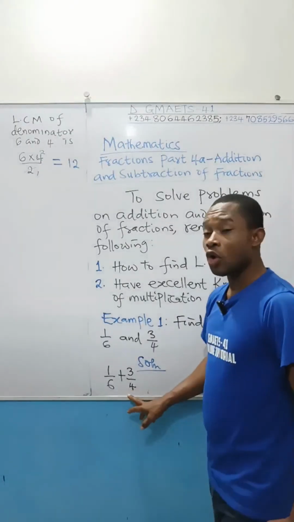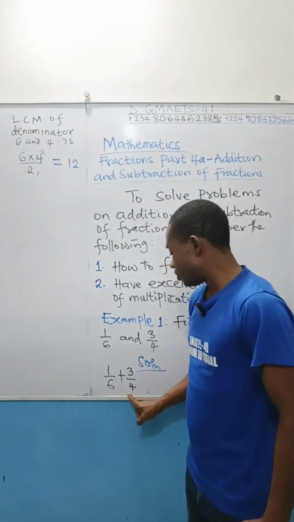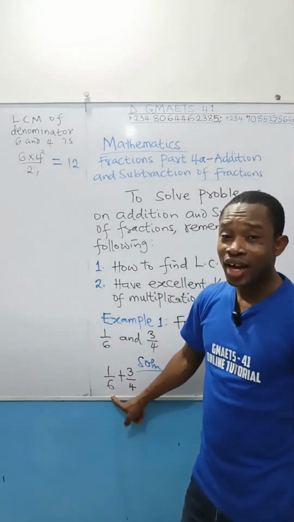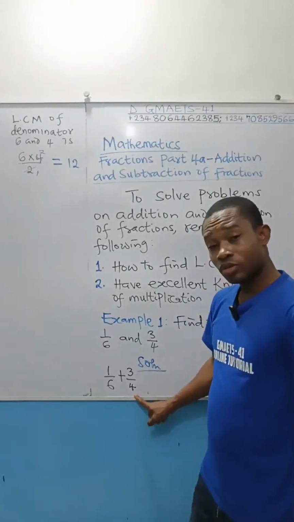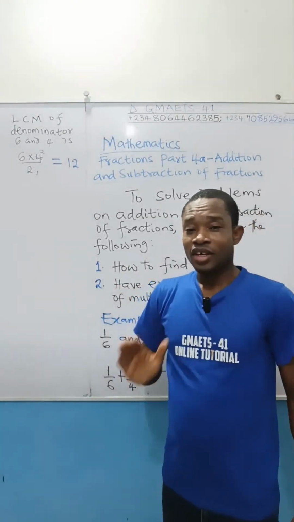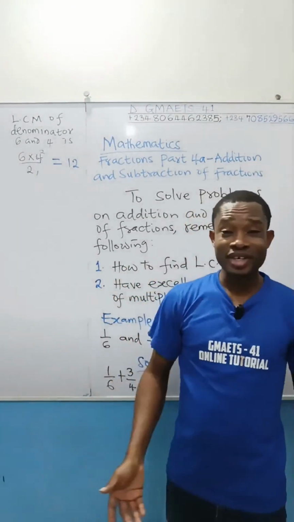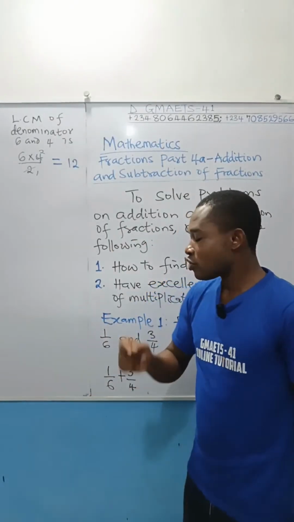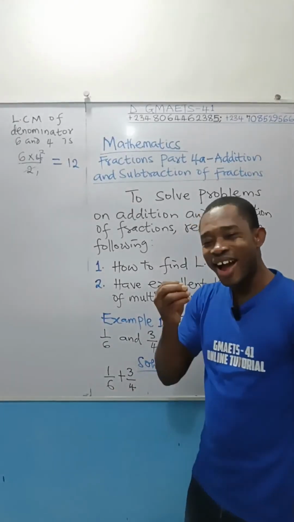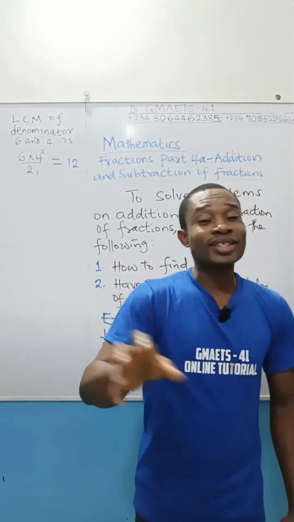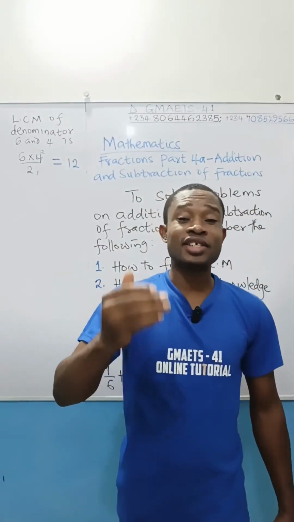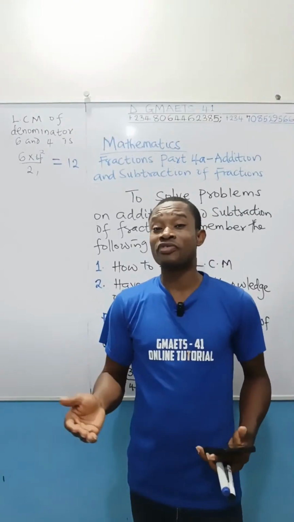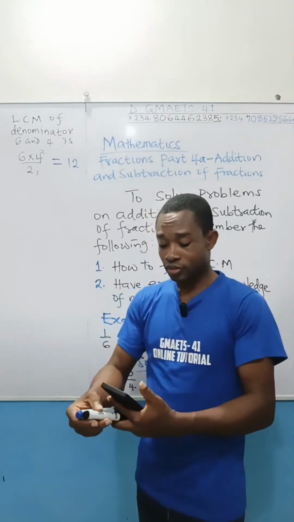For 6 and 4, the smaller number between them is 4. 4 cannot divide 6 without remainder. If you do 6 divided by 4, you must get a remainder. But you find out that 6 and 4 have a highest number that can divide both of them. We refer to it as the highest common factor. In our previous class, I showed you how to reduce fractions using the HCF method.